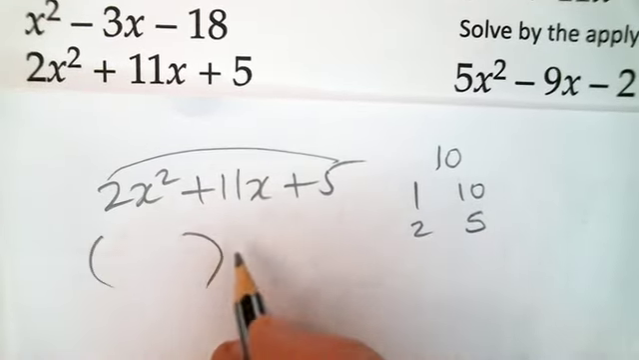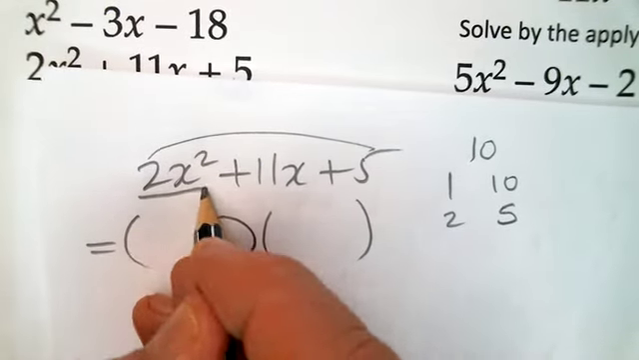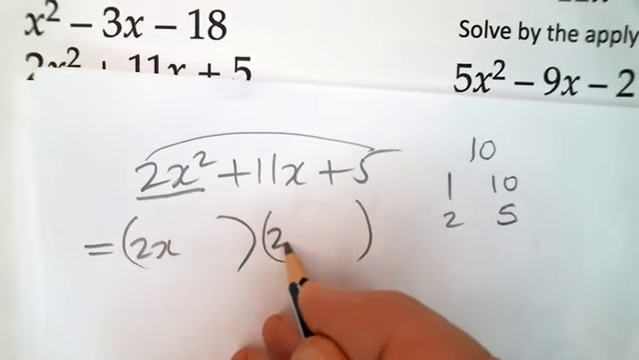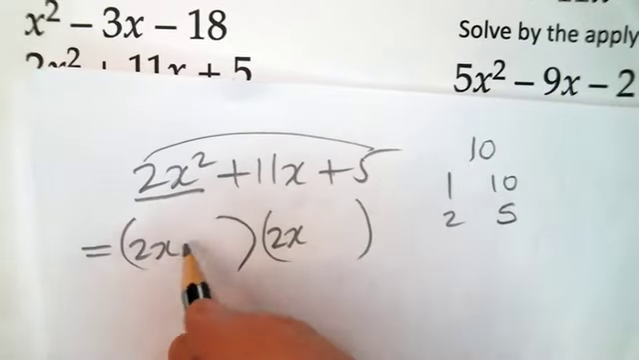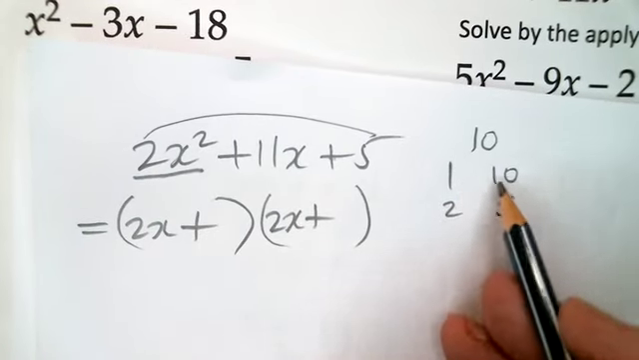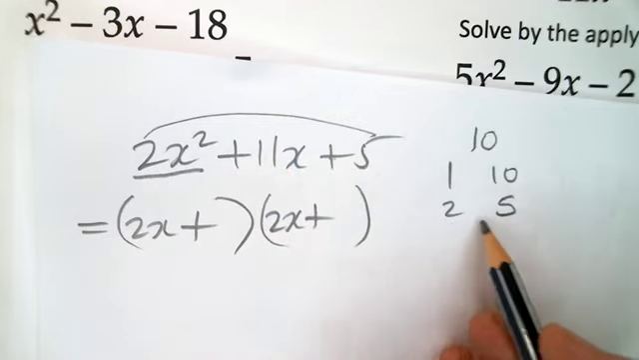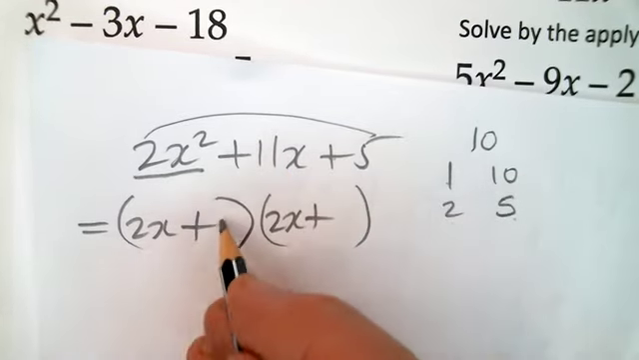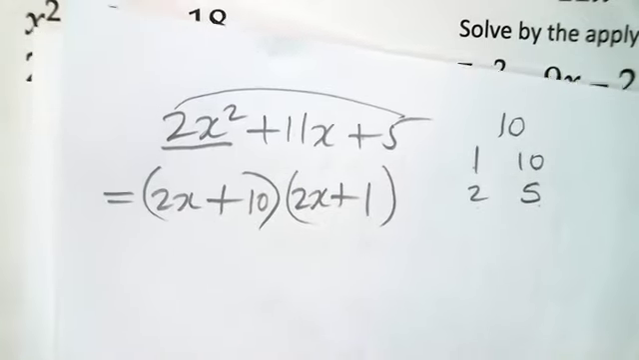So I'm now going to write out my brackets. I like this because I can write the bracket straight away. If I've got a 2x here, I write a 2x here as well. Signs are going to be the same. They're both going to be positive. Nice and simple. We're looking for numbers here that add, of course, to 11. And 2 and 5 doesn't do it, but 1 and 10 does. So I put my 10 here, my 1 here. Doesn't matter which way round you've got them.